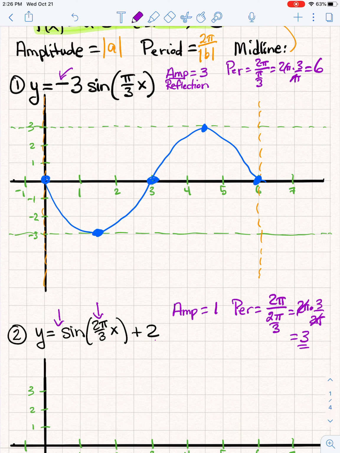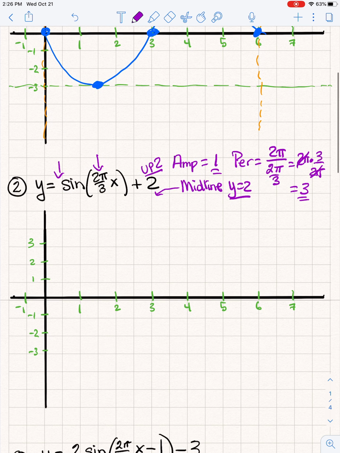Lastly, we have a plus 2 out here. That plus 2 means we're going to shift up 2. So that means our midline is going to move. This time our midline is going to be at 2.